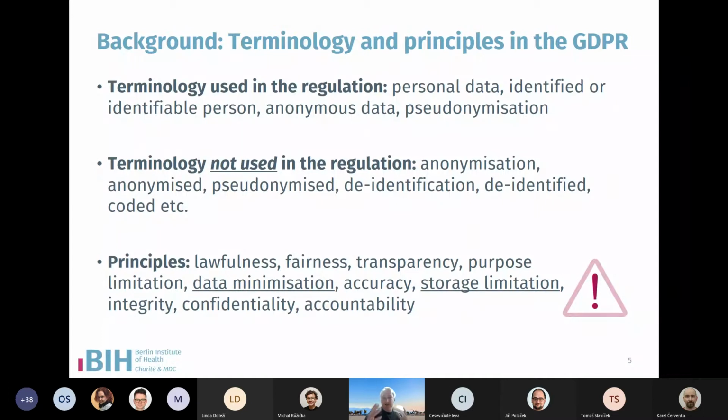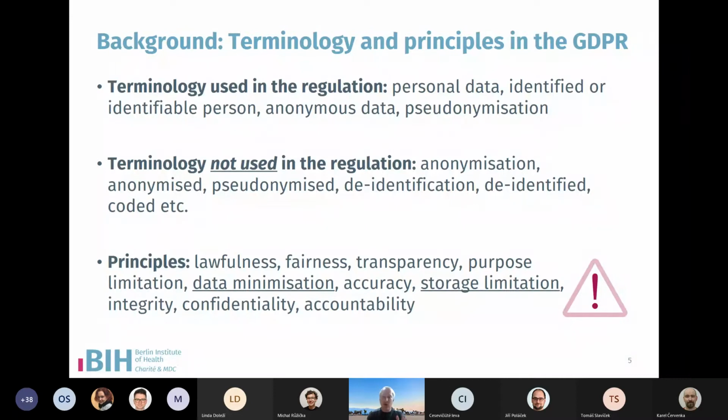And the term which is also very frequently mentioned when people talk about the GDPR: pseudonymization. But what is important is the terminology that is not used in the regulation. For example, terms that are very often used are de-identification or de-identified. These terms come from US legislation, but they don't really have a meaning in the context of the GDPR. They are not mentioned in the regulation. It's not at all clear what this is supposed to mean. So I would suggest not to use the terms de-identification or de-identified.